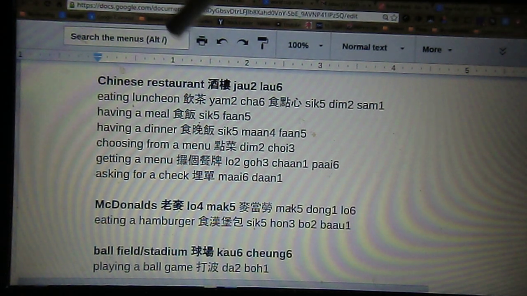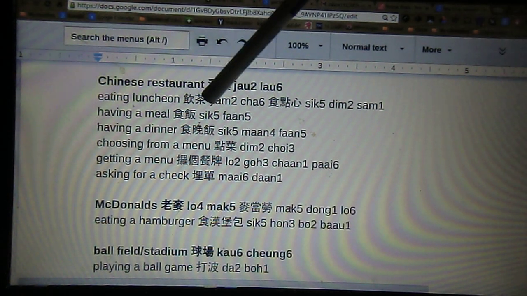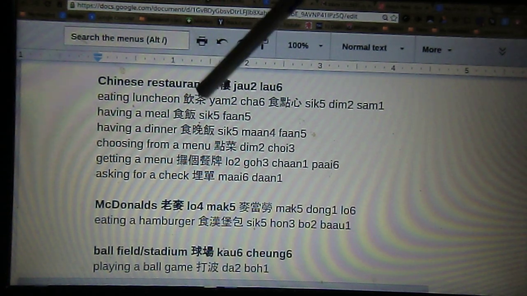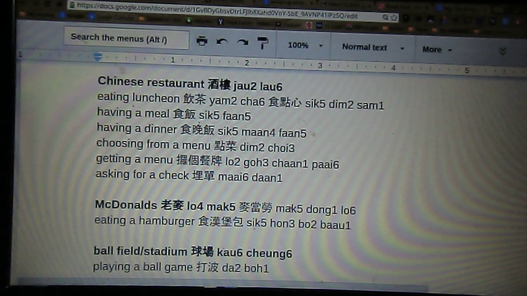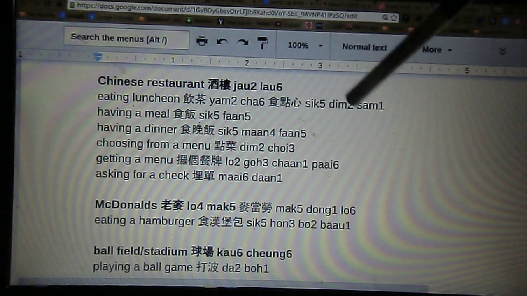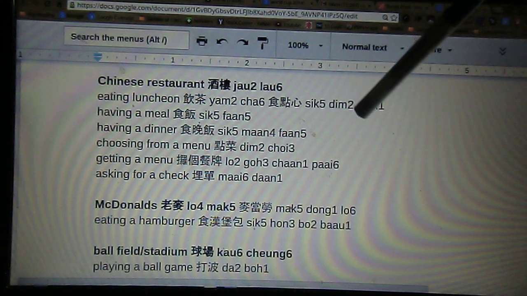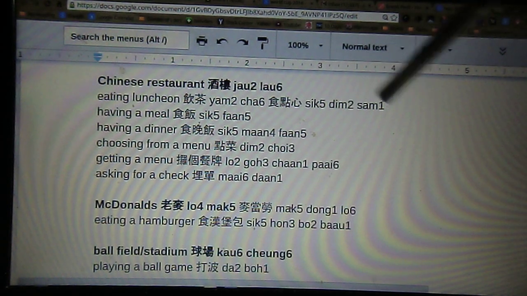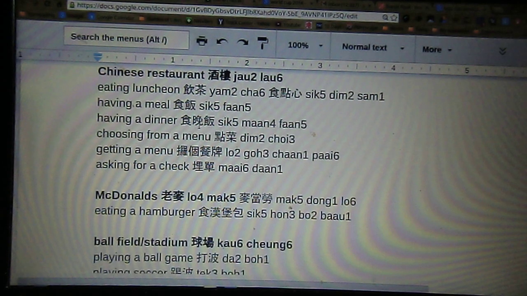So what you do in 酒樓, you 飲茶, drink tea. In a Chinese restaurant, people will eat, but most likely, especially in the morning, they will drink a lot of tea in order to chat and have a good time. 喺酒樓食點心, it's not 點 tone 1, but 點心, 點 is tone 2. 食點心. And then you have 食飯, eat rice.